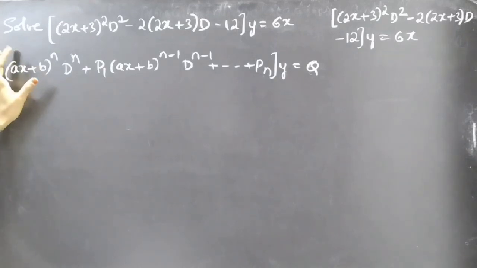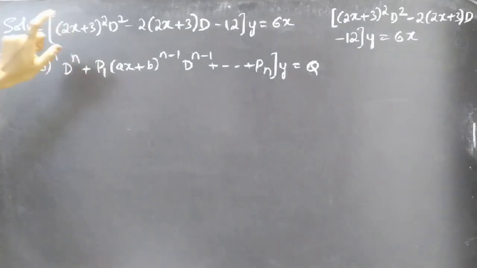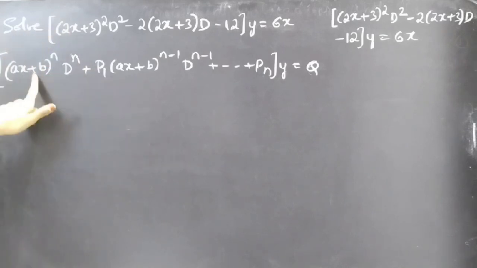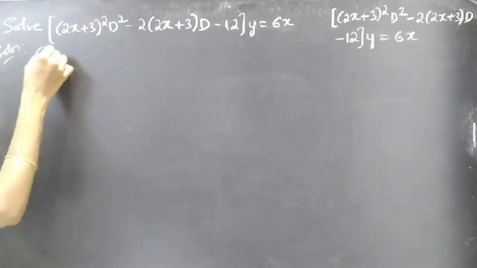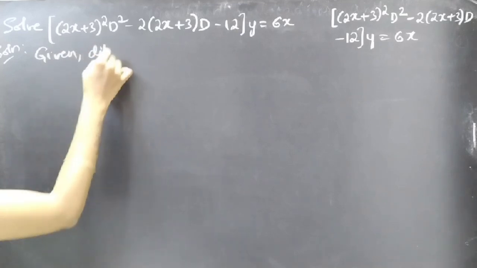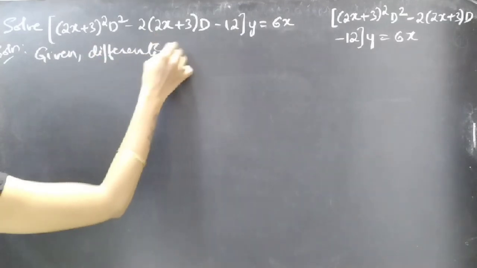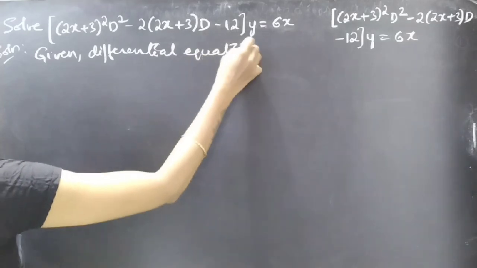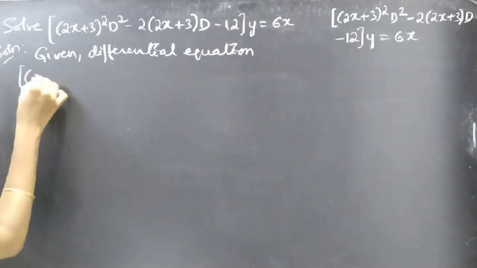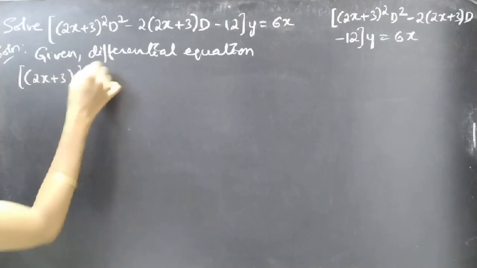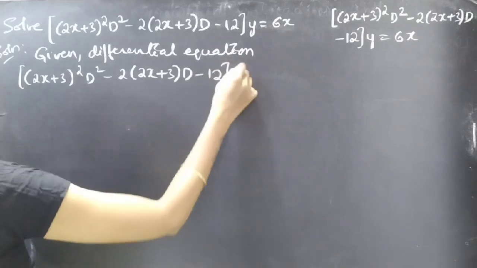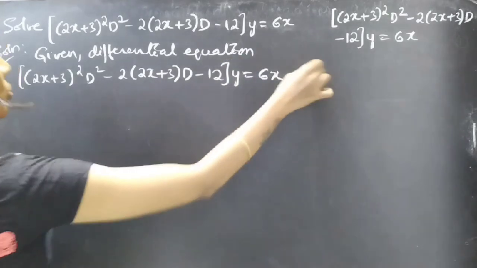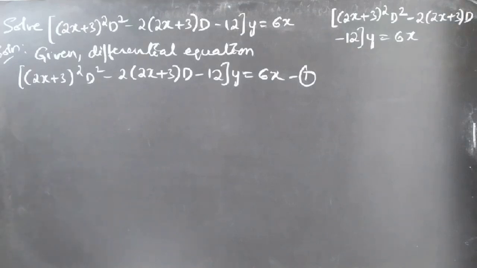So we can say that the given differential equation is in Legendre's equation form. Solution: given differential equation (2x + 3)² d² − 2(2x + 3) d − 12y = 6x. Consider this as equation 1, which is Legendre's equation.